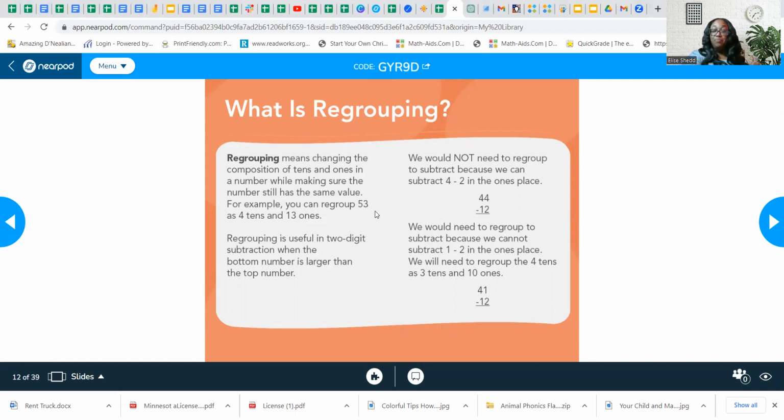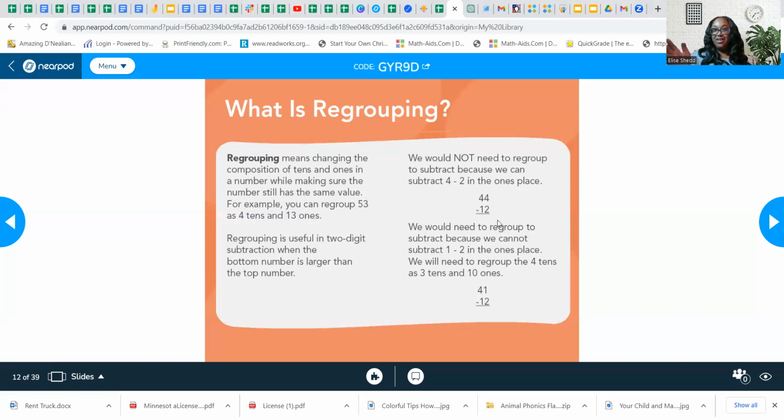I know that was the way we did it, but this is a special rule. When it comes to regrouping, and you're using two-digit numbers or more, because we're going to get to higher, three-digit numbers, you have to regroup to make sure there's a bigger number on top to subtract the smaller number, okay? So we will not need to regroup to subtract because we can subtract 4 minus 2 in the ones place. Some are like that. That means you can subtract without regrouping.